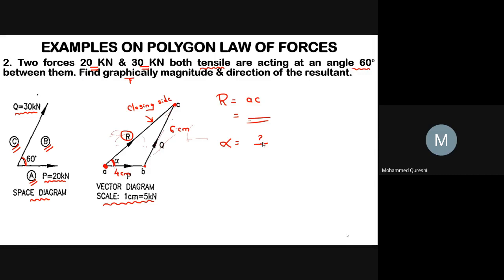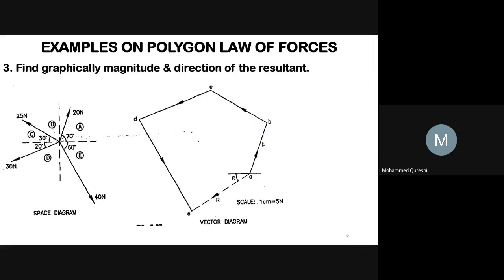Now we will go for third example. Find graphically magnitude and direction of the resultant for the system shown here using graphical method. So first of all, we will give the Bow's notation. So here before 20 Newton, I am writing here A, after 20 B. So Bow's notation is clear. Force AB equals to 20 Newton. Now here after 25, I am writing here C. So force BC equals to 25 Newton.